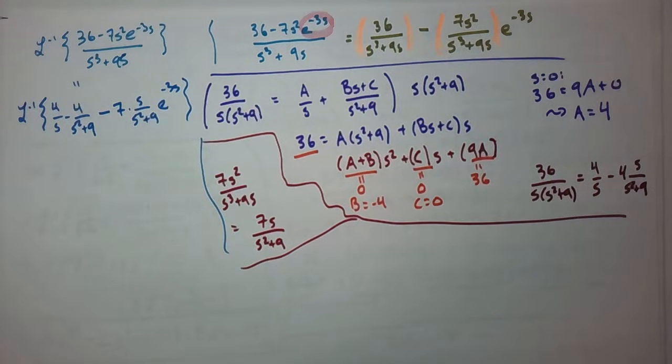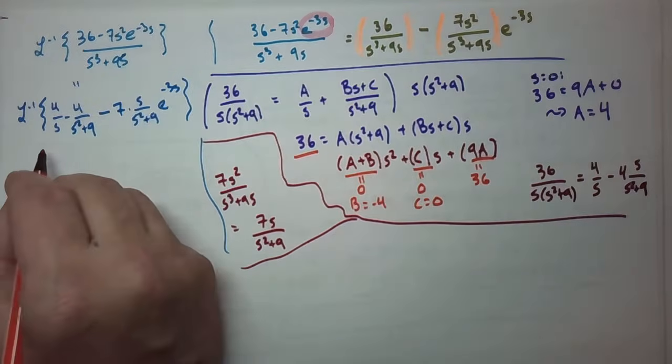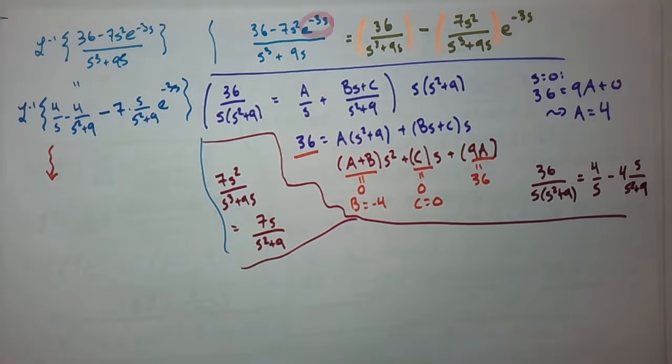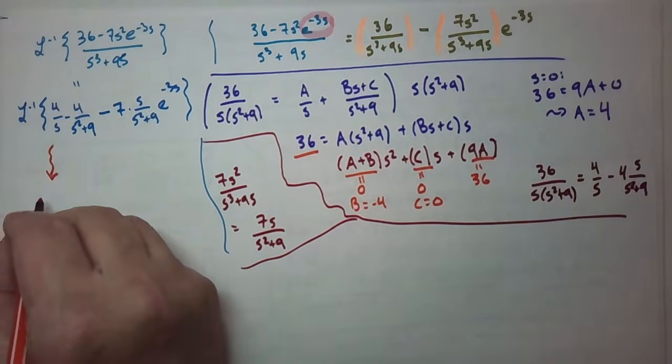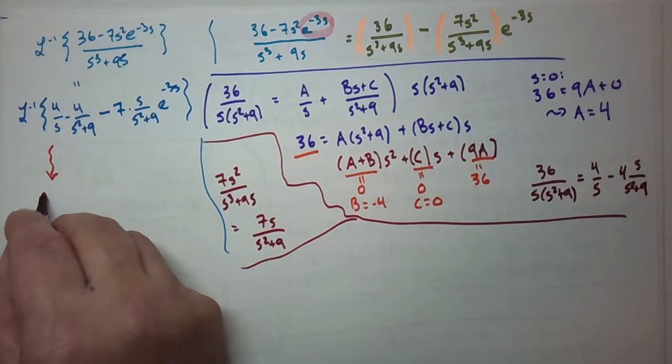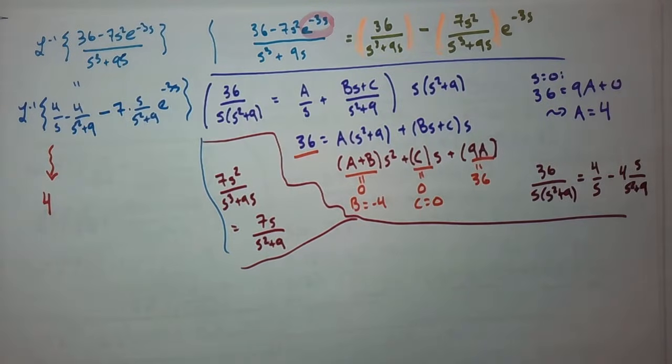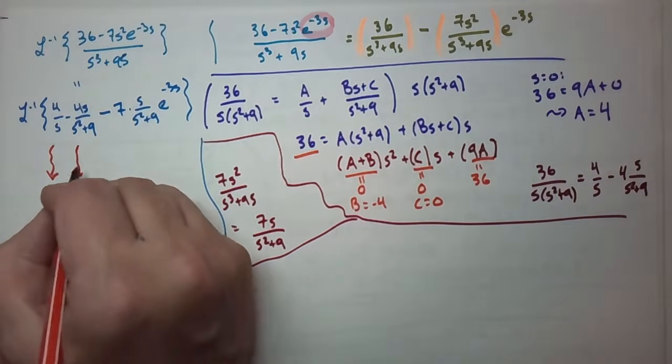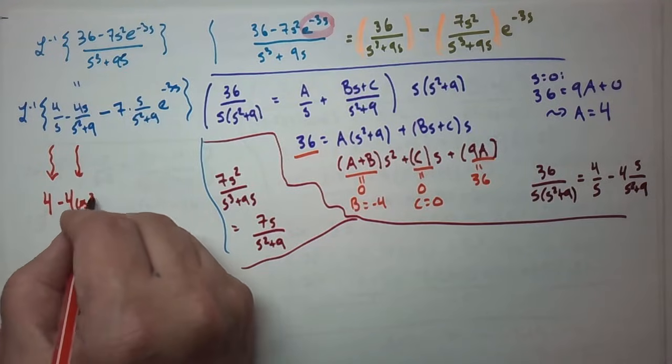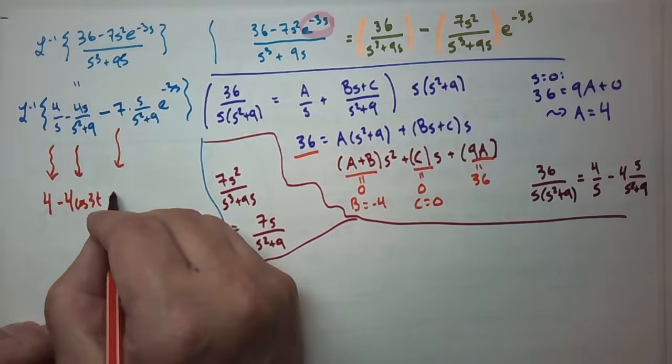Okay, now the fun begins. 4 over s, what would that become? 4. It's like 4 times 1 over s. I can see I forgot to write down this s after I had told people to be careful. There's an s, so I should have written it down. The 4 can come out. The s over s squared plus 9, what would that be? Cosine 3t. So 4 minus 4 cosine 3t. The 7, by the way, that's pretty easy. That's minus 7.